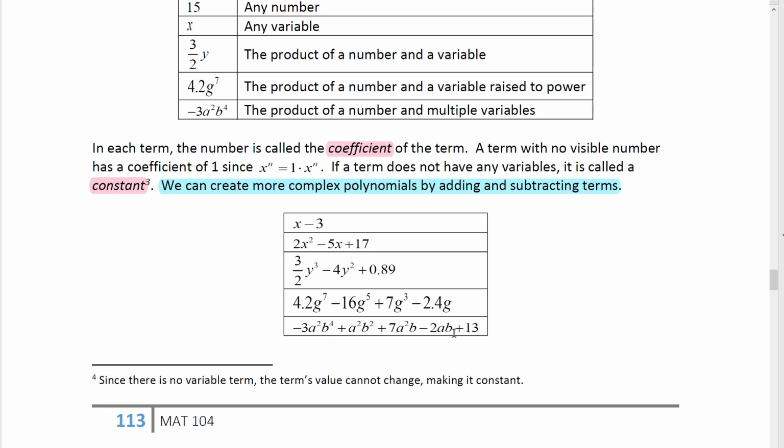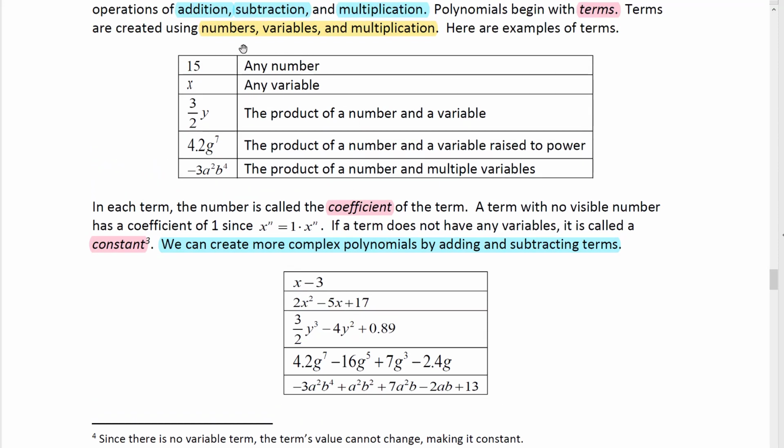Polynomials can have infinitely many terms. We'll keep the number much smaller than that, but they can have anywhere from 1 to infinitely many terms. In the first table that we saw, all of these are also polynomials. They're polynomials of just a single term. So we can have single term polynomials, 2 term, 3 term, 4 term, 5 term, and more, etc.